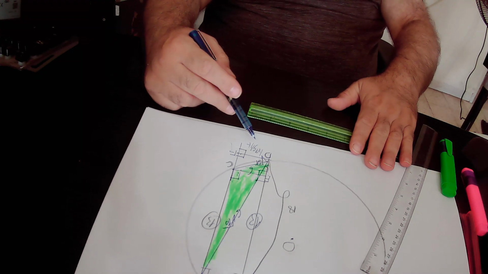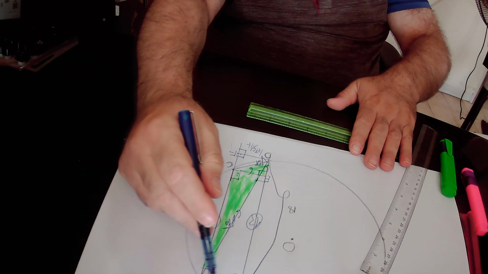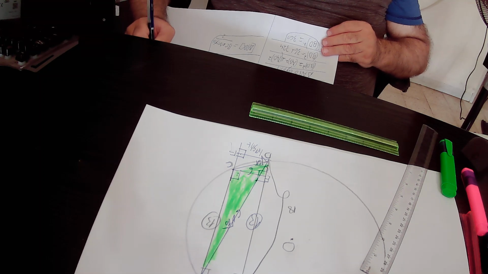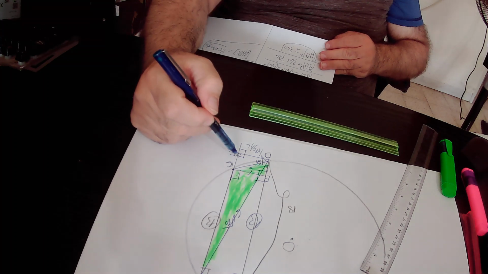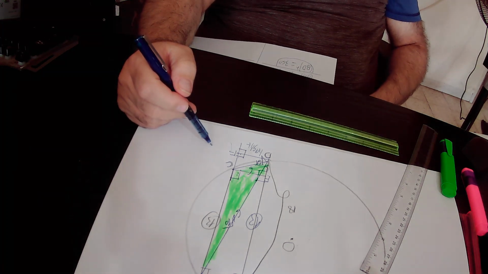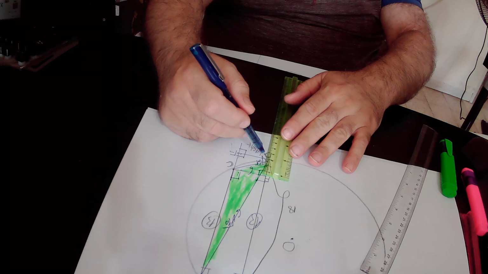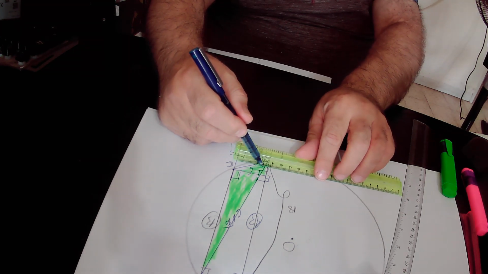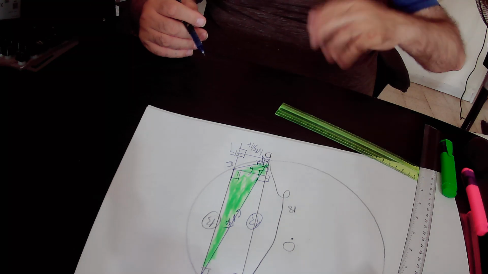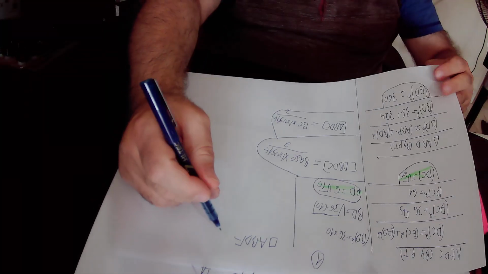Here, by doing this construction, we created quadrilateral ABDF. Again, this quadrilateral ABDF has 1, 2, 3 right angles. And therefore, the fourth angle must also equal 90 degrees. That is to say, the missing angle here must equal 90 degrees. So actually, we found out that the new quadrilateral ABDF has 4 right angles. And therefore, quadrilateral ABDF that has 4 right angles is a rectangle.